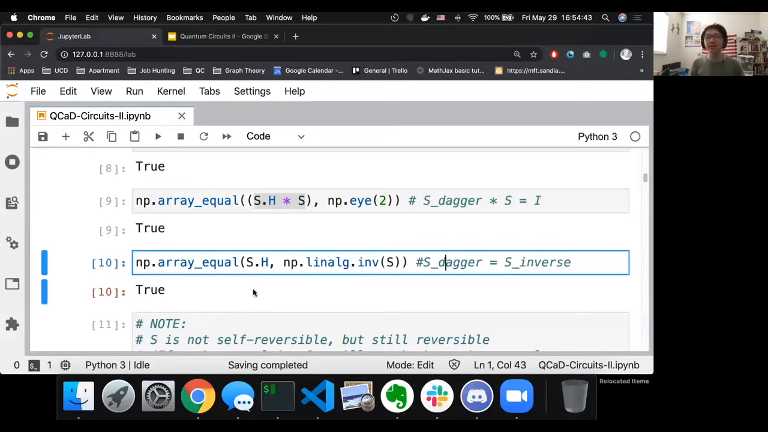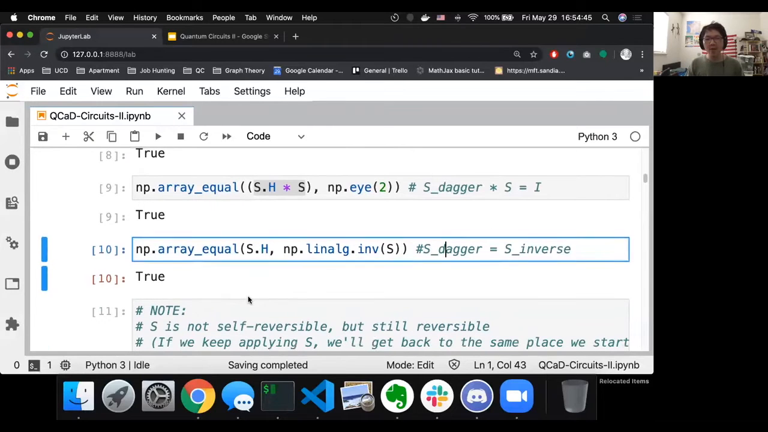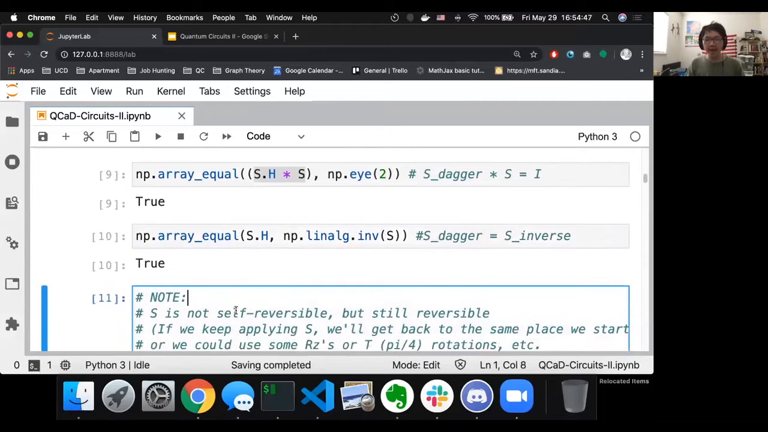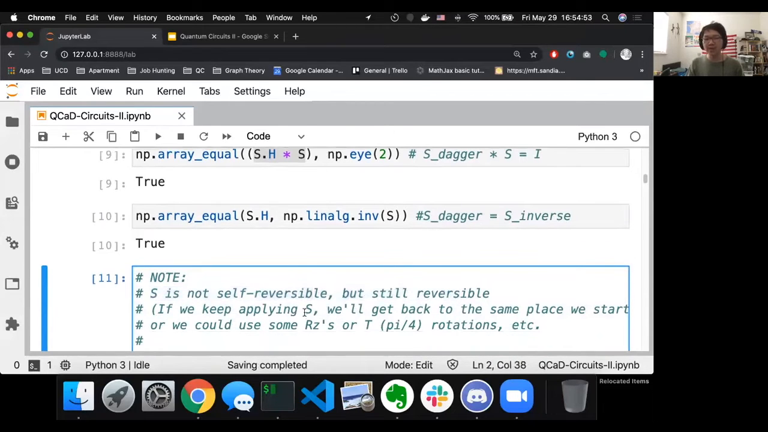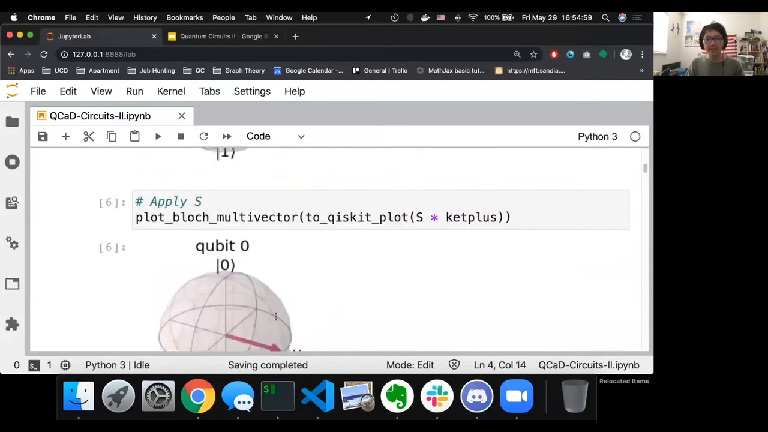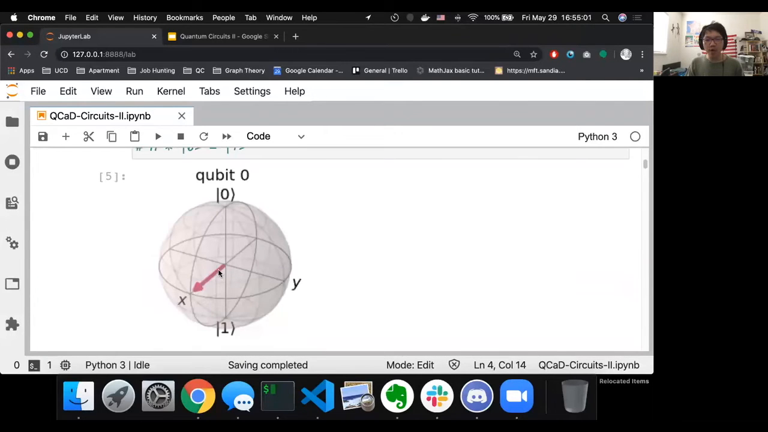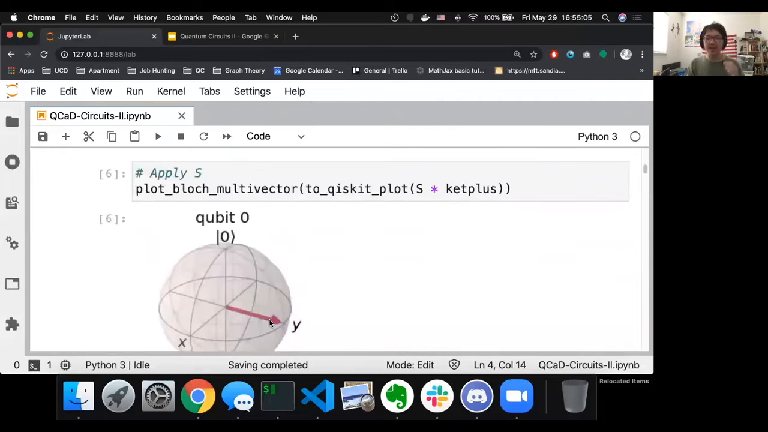That's what we mean by unitarity. Now, there's another note that I have to make here, is that S is not self-reversible, but it is still reversible. What do I mean by that? If I keep applying S, we'll get back to the same place we started. So let's go back here. This was no rotation applied. I just started here. If I apply S, I get here. If I apply S again, I don't go back here.